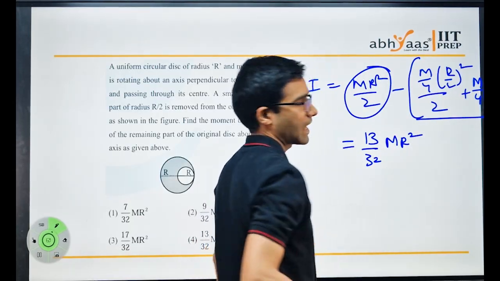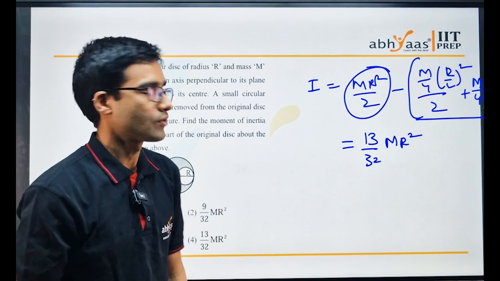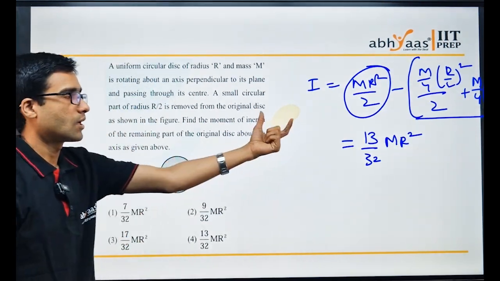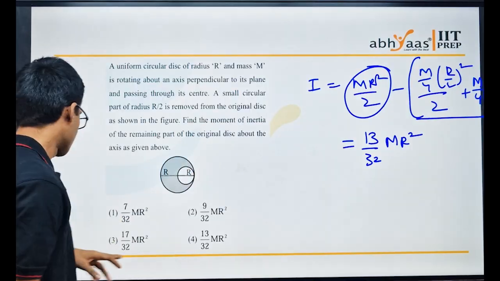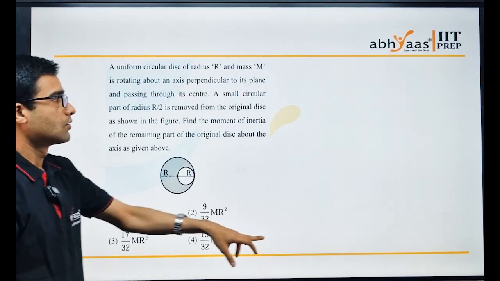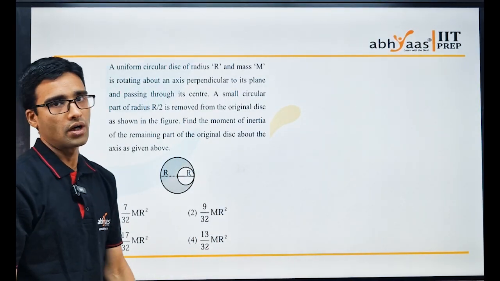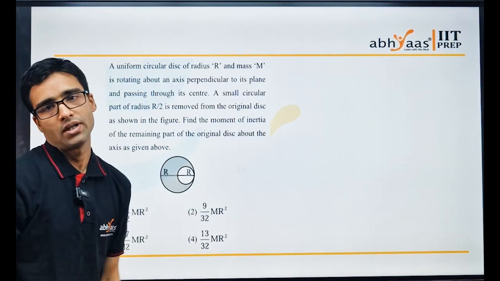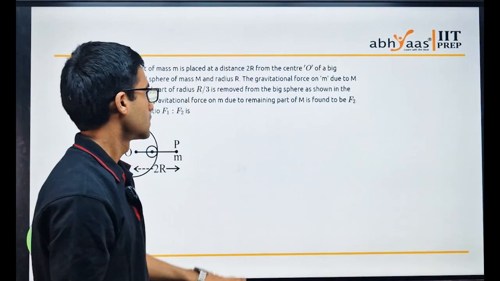Initially the disk has moment of inertia mr square. Finally, he is asking the final moment of inertia of the remaining part. That's why I removed that part from the original one. So you have to understand a little bit, apply the parallel axis theorem, and you need to know the moment of inertia of the disk, that value.